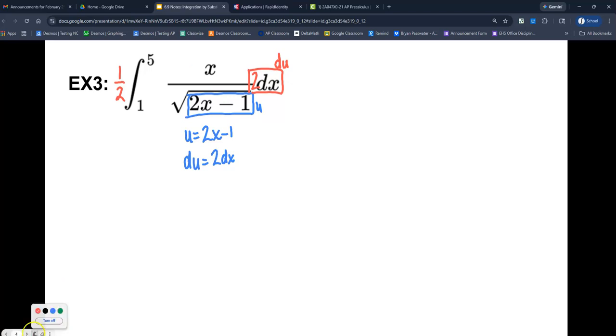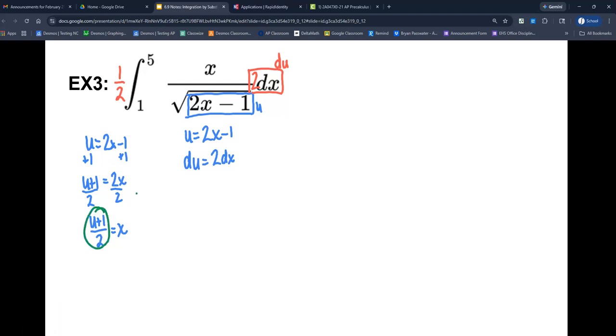I can go over here and say, well, if u equals 2x minus 1, I can add the 1 to both sides. I realize this is a little bit redundant because we just did the same thing, right? And then divide by 2. So u plus 1 over 2 equals x. So this stuff right here, u plus 1 over 2, that can go right here for that x.